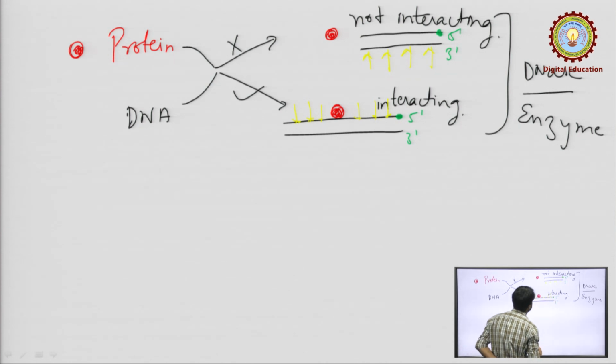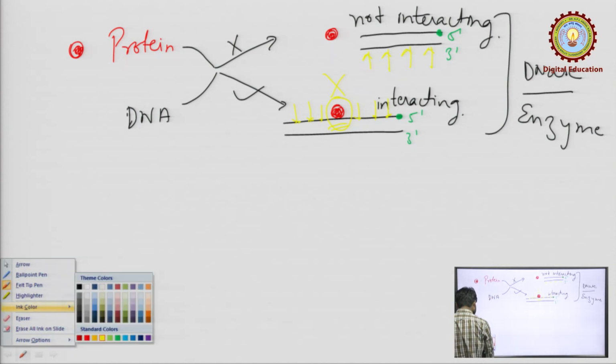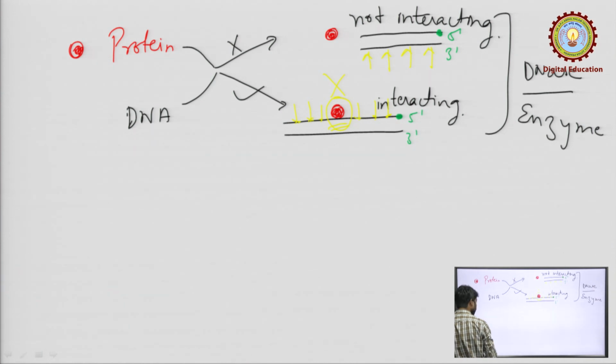One thing is important: when the protein is interacting, this site will not be available for the DNase enzyme. So, it will not cut from this site. This site will remain intact.